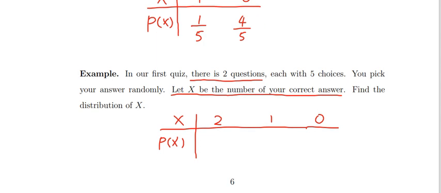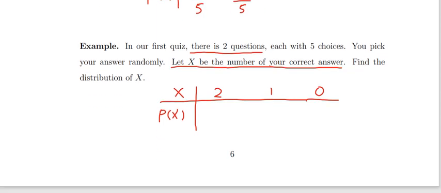So what is the probability you get 2 correct answers? This means the first one is correct, and the second one is also correct. So the first one correct is 1/5, the second one 1/5, right?